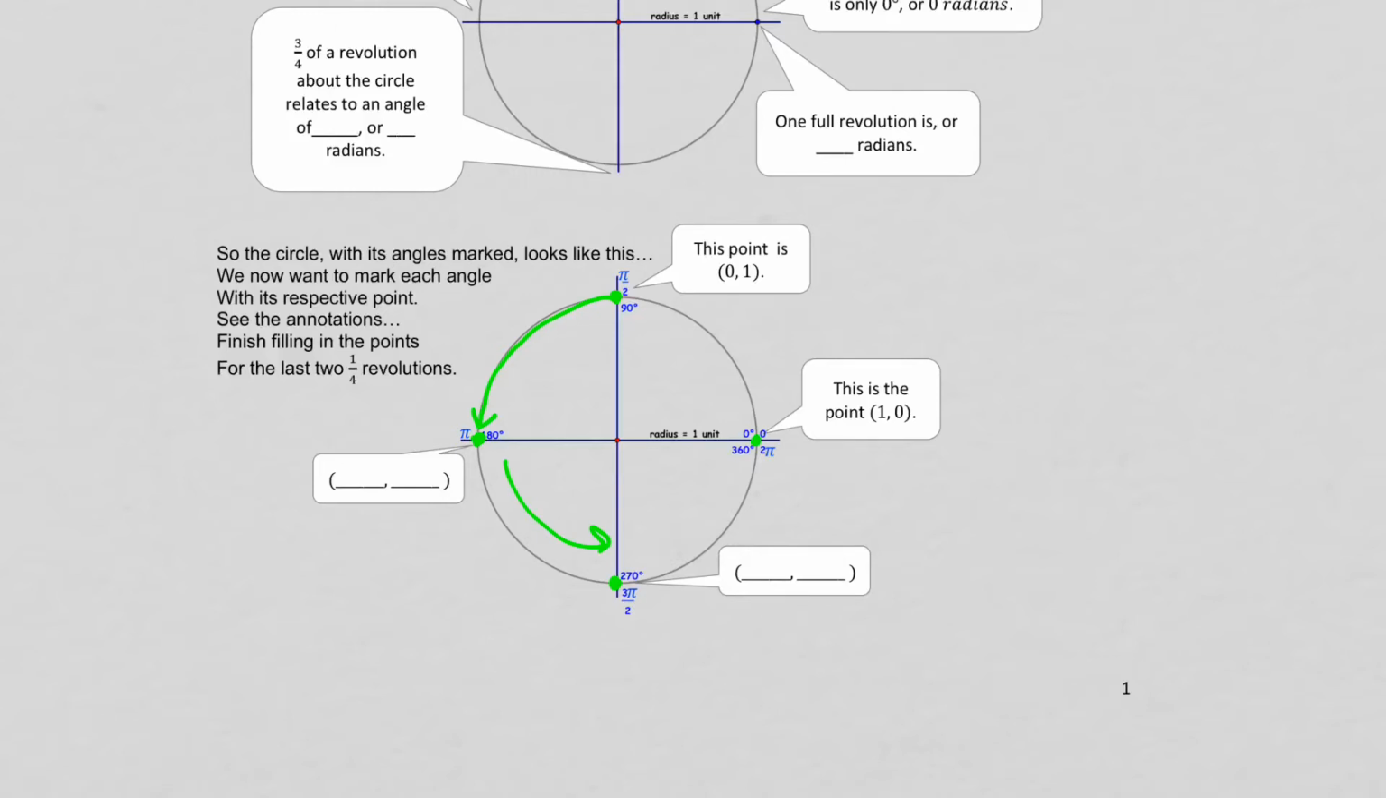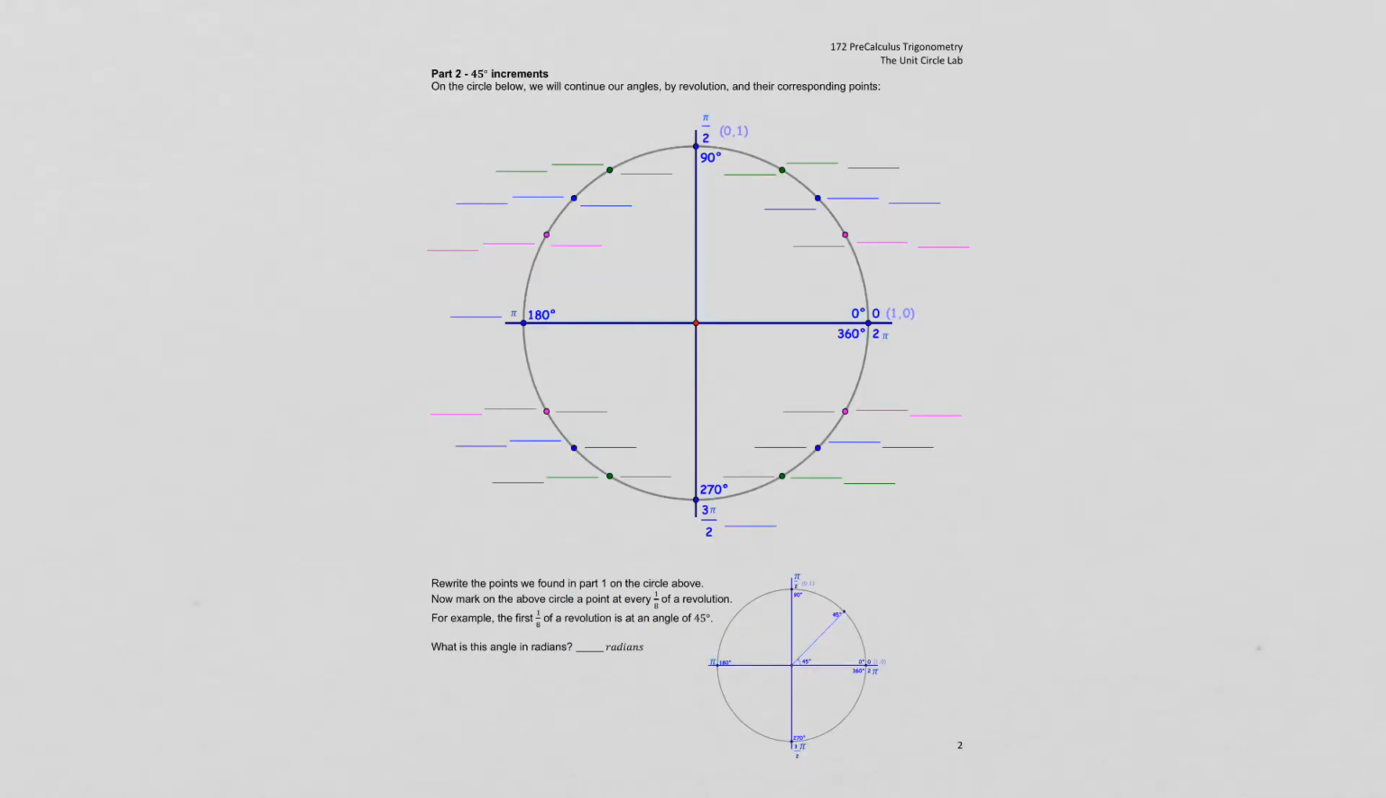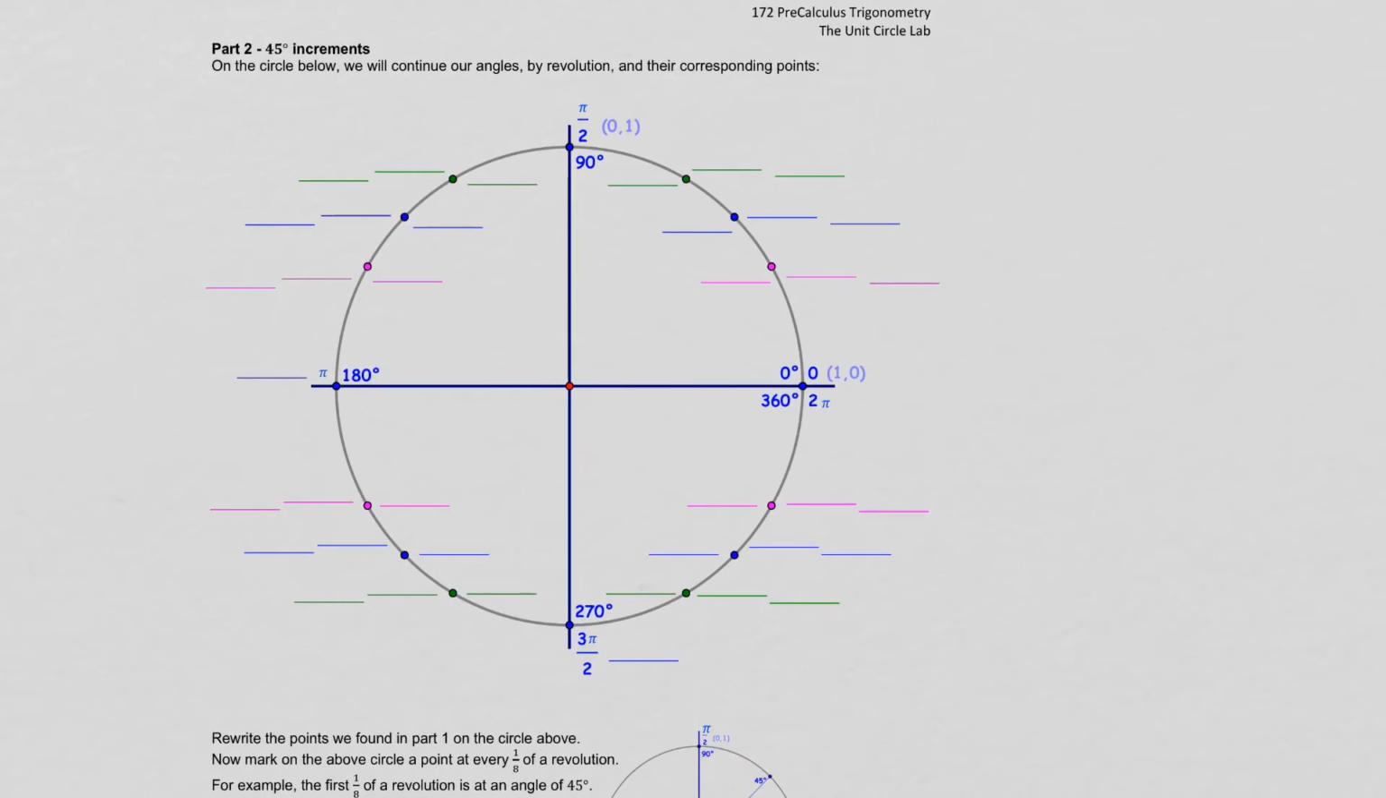Then go another pi over 2 or 90 degrees and plug in this point. So we've completed our 90-degree rotations. So here we can go ahead and plug in. Well, it's already plugged in for 1, 0 and 0, 1. And you'll plug in the points over here. So you'll plug in this point and this point.